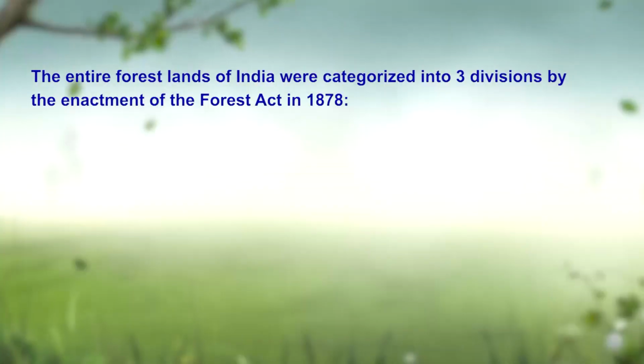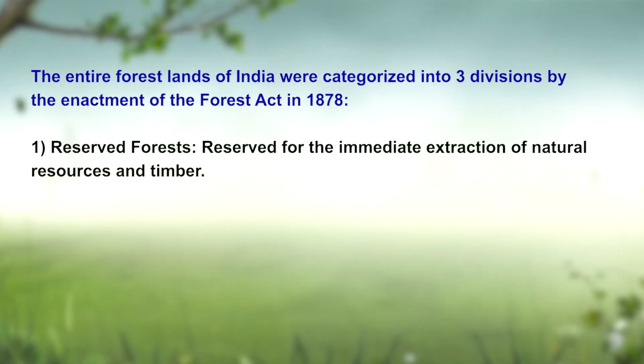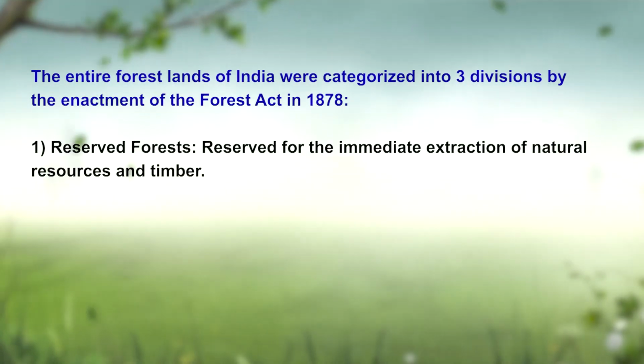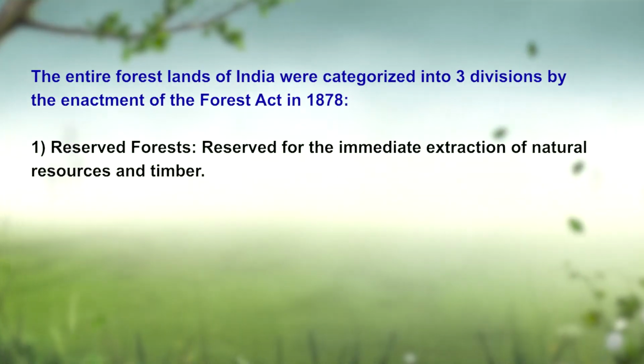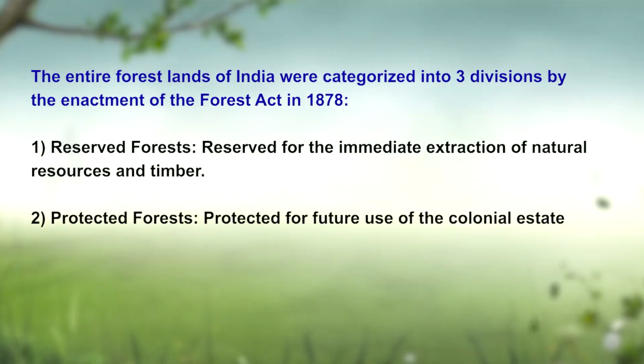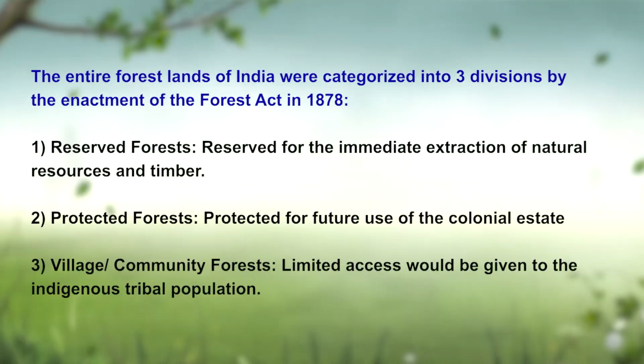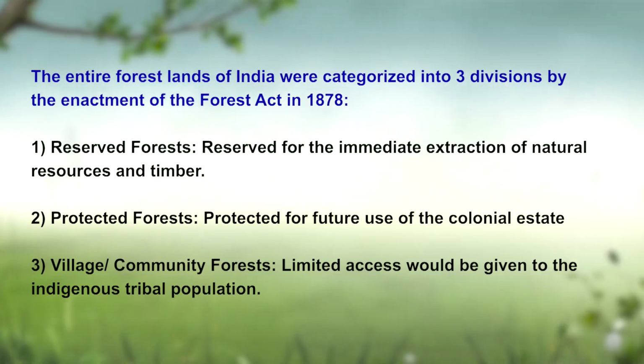So now the next step follows, the enacting of the Forest Act of 1878. By this, entire forest lands in India were categorized into 3 divisions. Number 1 is the reserve forest, which will be reserved for the immediate extraction of natural resources and timbers. The protected forest, which will be protected for future use of the colonial state, and the village or community forest, where limited access would be given to the indigenous tribal population.